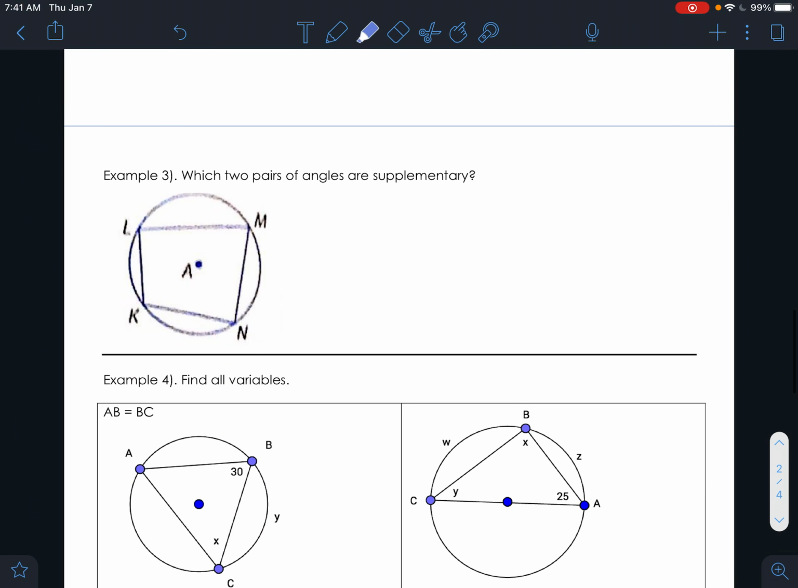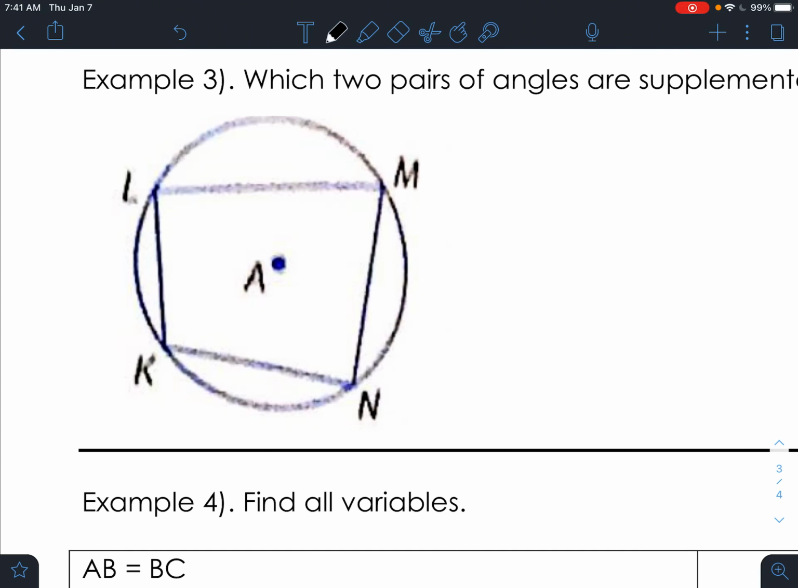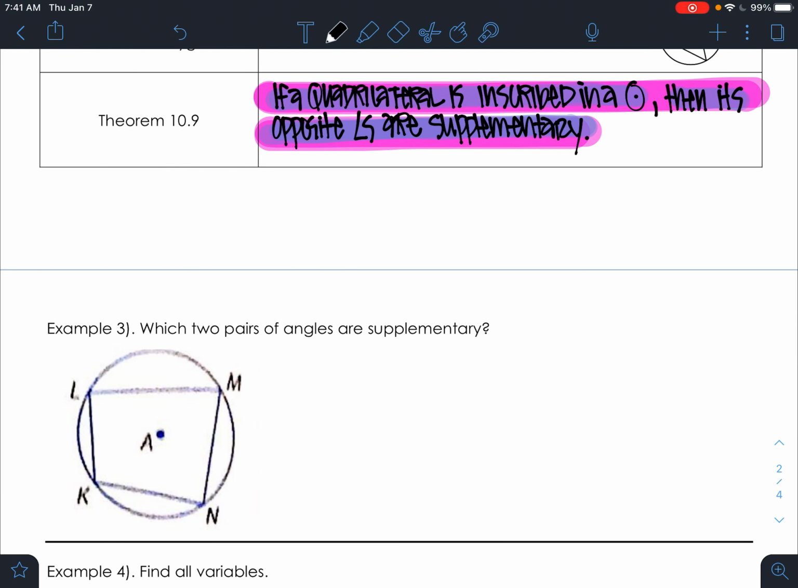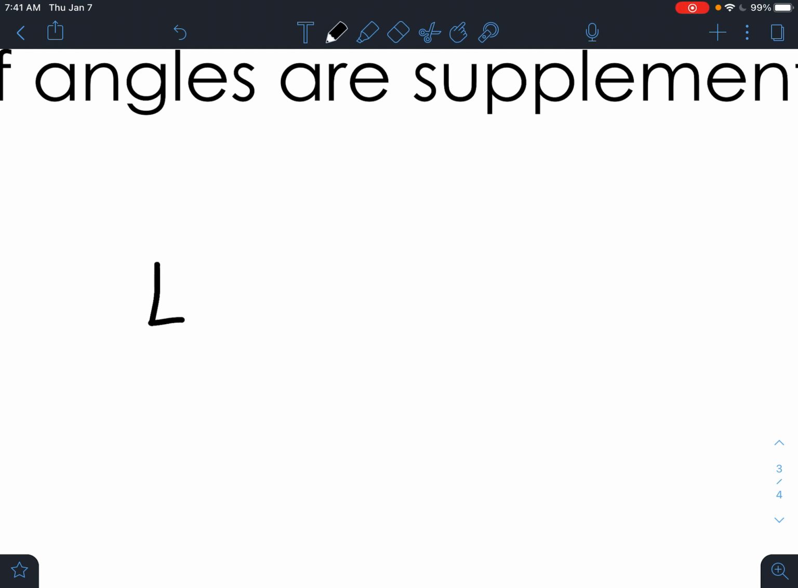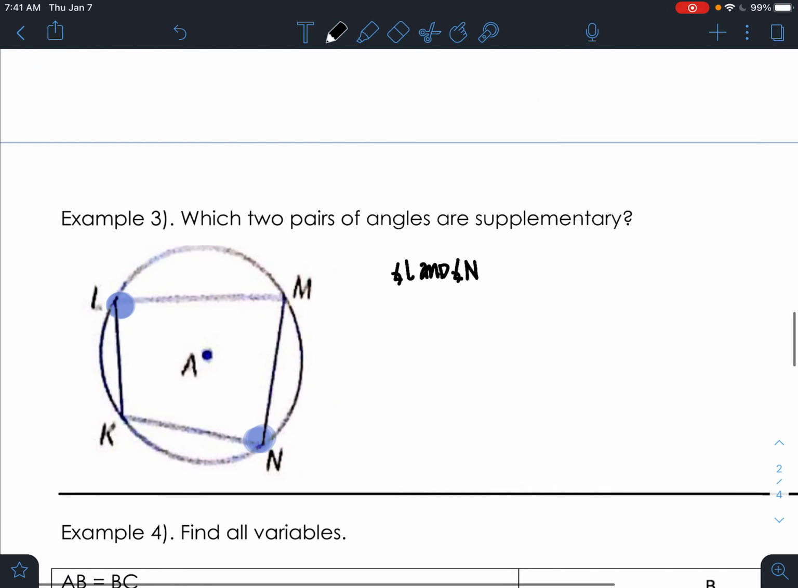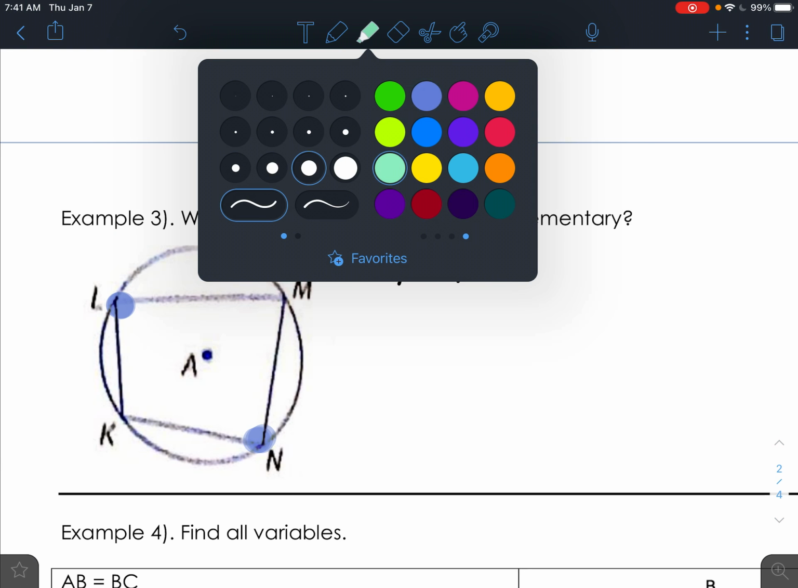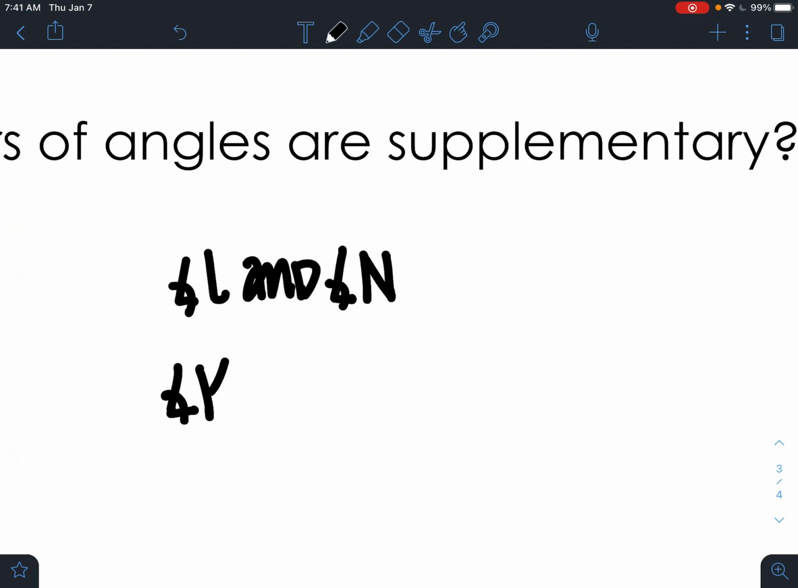Okay, so example 3 says, which two pairs of angles are supplementary? What I have here is a quadrilateral that's inscribed inside the circle, and what we know is that the opposite angles have to be supplementary. So looking at angle L right here, angle N is going to be supplementary. So angle L and angle N are a good example of supplementary angles. Okay, we do have one more set. We can look at angle K and angle M. Those are opposite angles as well. So angle K and angle M.